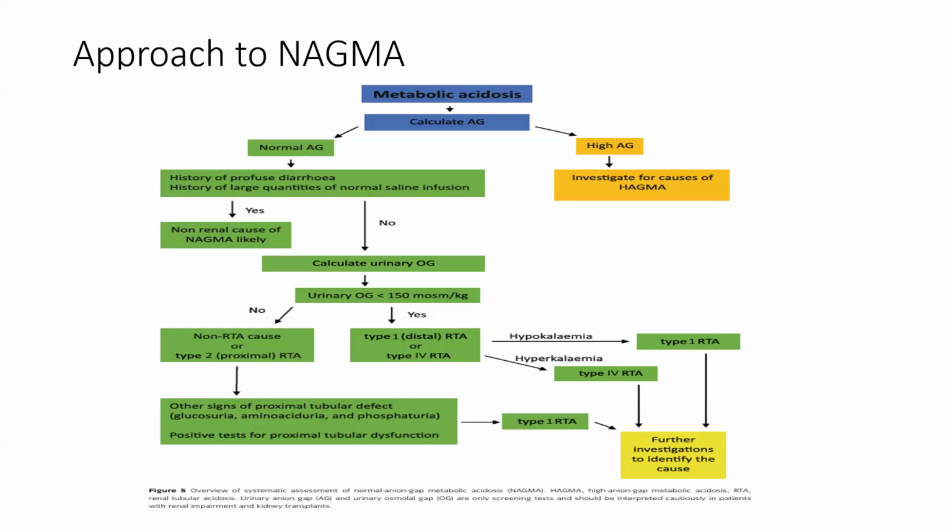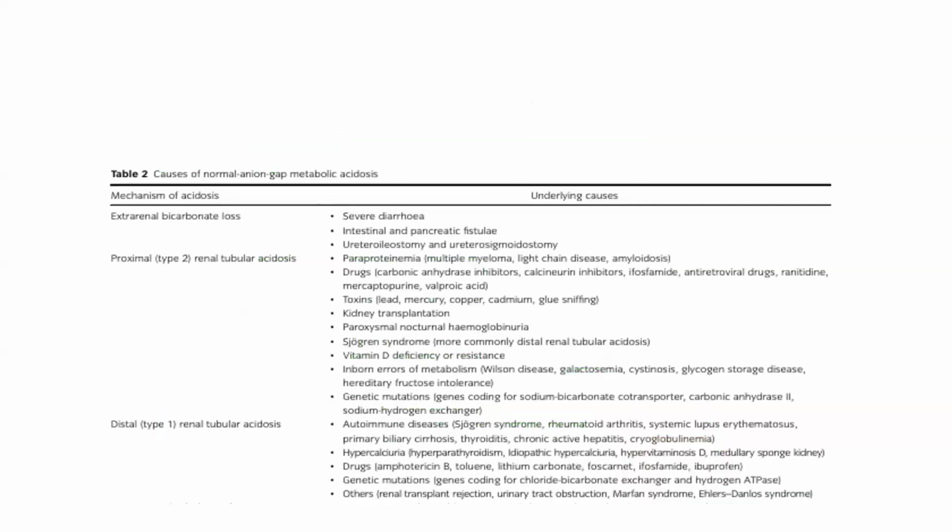So if the urinary anion gap is more than 150 or more than the normal range, then we need to consider non-renal causes or it could be type 2 RTA. So for that, we need to evaluate other signs of the proximal renal tubular defect like glycosuria, aminoaciduria, or phosphaturia. If it is there, then there are chances of the type 2 proximal RTA and we need to do the further evaluation.